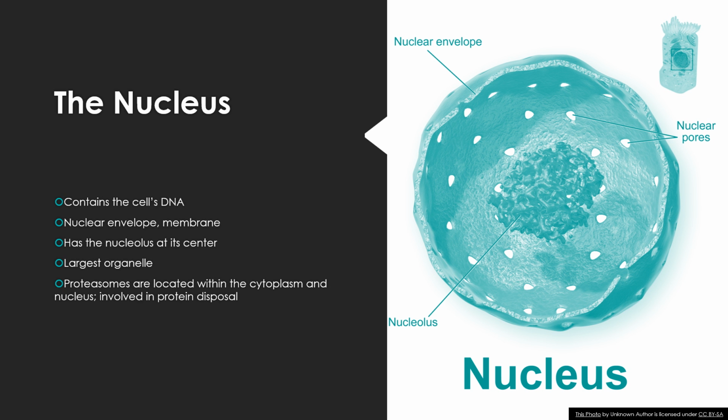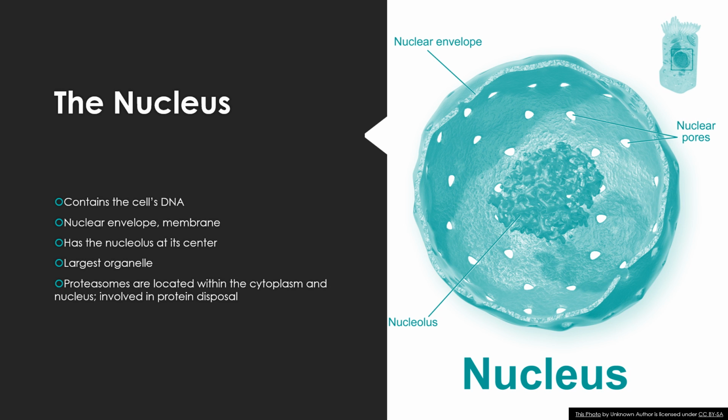Here we have the nucleus. The nucleus is the largest organelle and contains the cell's chromosomes, making it the control center for cellular activity. It contains DNA. Most cells have a single nucleus, but there are some, like the red blood cell, that do not have a nucleus, known as anuclear.